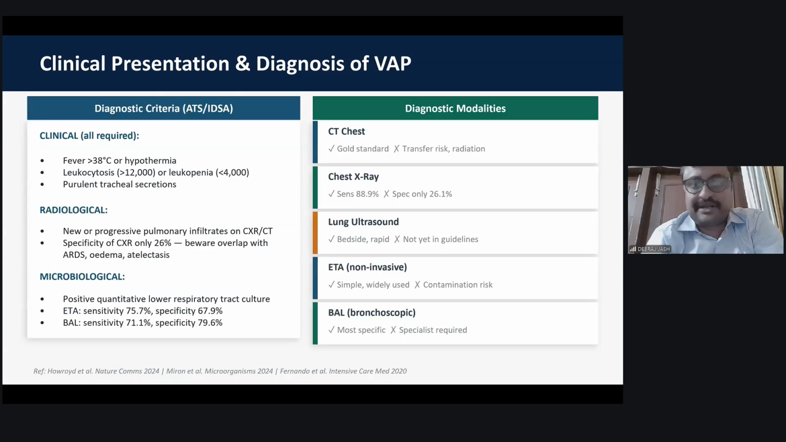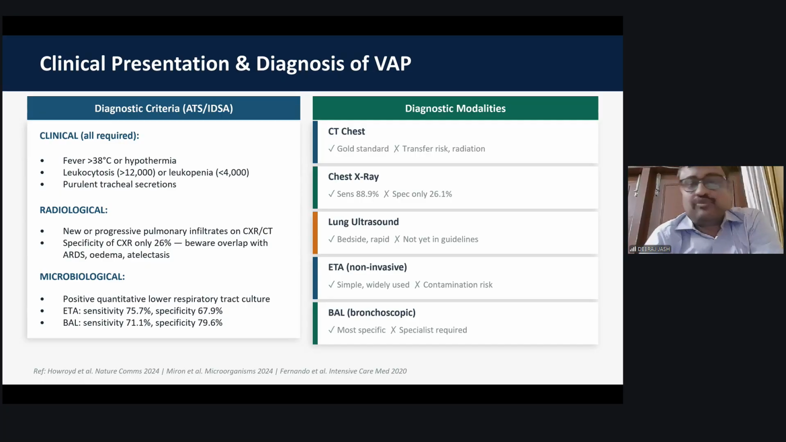If you see the diagnostic criteria I already discussed, CT scan thorax is the gold standard. If you can demonstrate the pneumonia in the CT scan, nothing like that, but it is always associated with a cost, radiation, and transferring a patient who is requiring high FiO2 and PEEP is always associated with a decrease or difficulty in oxygenation. Chest X-ray is very sensitive, but obviously with less specificity.